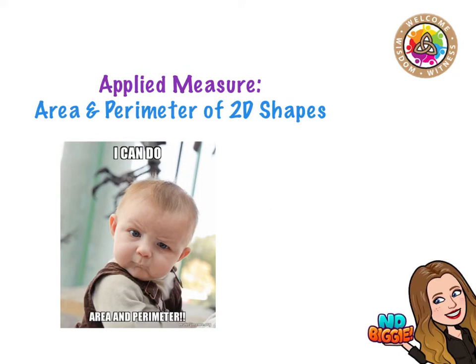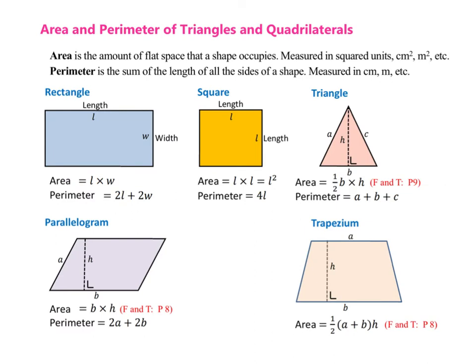This video is going to explore the area and perimeter of 2D shapes. So here what we have are the area and perimeter of triangles and quadrilaterals. So we all know from junior cycle that the area is the amount of flat space that a shape occupies, and it's always measured in units squared.